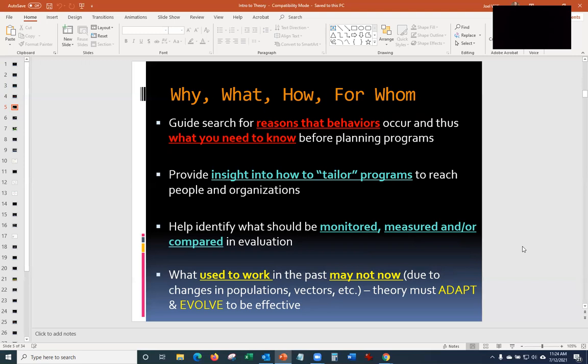Theories also, again, giving a structure, help us to determine what to focus on and help us discover important factors that are related to particular behaviors of interest. In doing this, we can gain considerable insight into what we need to be working on in our programs and interventions and how to tailor those interventions to change behaviors in a healthy way.